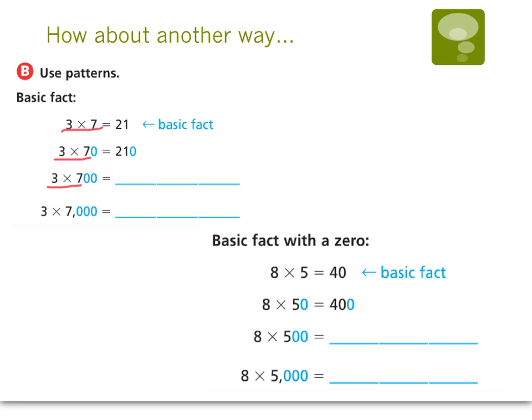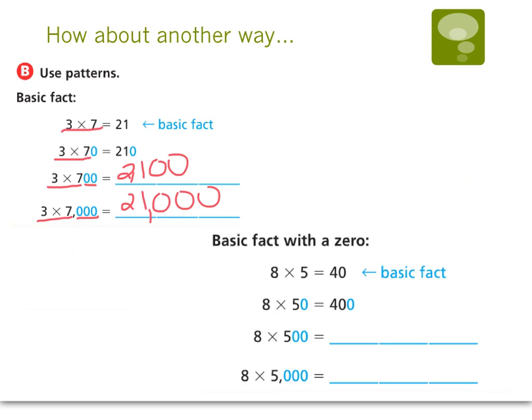And 3 times 700, 3 times 7 is still 21. Adding 2 zeros, I get 2,100. 3 times 7,000 still gives me 21, but with 3 zeros, I have 21,000.